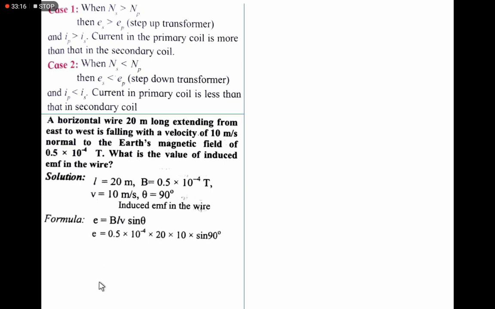So use the values in this equation. B is 0.5 into 10 to the power minus 4, L is 20 meter, V is 10, and sine 90 is 1. So we write 10 into 10 to the power minus 3. Minus 3 means milli, and EMF is measured in volt, therefore it is 10 millivolt. Simple example, it may be for 2 marks, very easy. This way you can find the EMF induced in the wire when it falls horizontally in Earth's magnetic field.